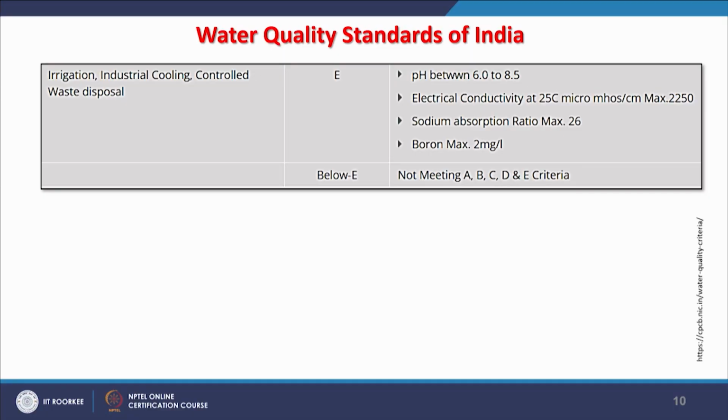Now, for irrigation, industrial cooling, controlled waste disposal and others, that is category E, pH earlier we were saying 6.5 to 8.5, now it has come to 6. So, more acidic water can be allowed. Electrical conductivity, sodium absorption ratio and boron maximum, these standards have to be followed. Below E is water not meeting A, B, C and E criteria. That is really not good for any kind of consumption, and that is put as below E.